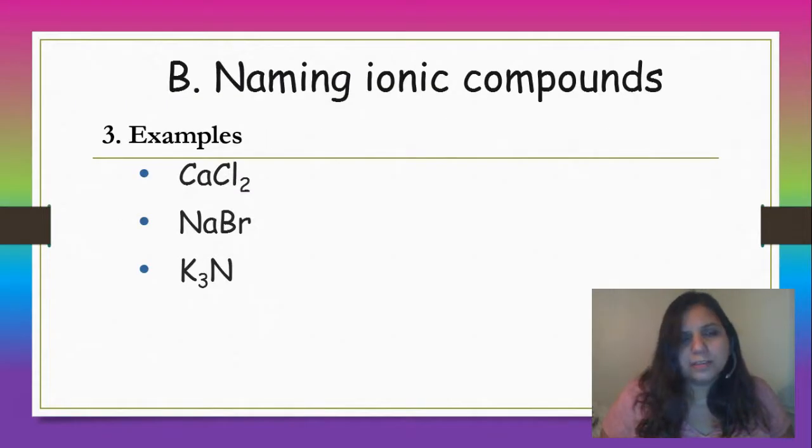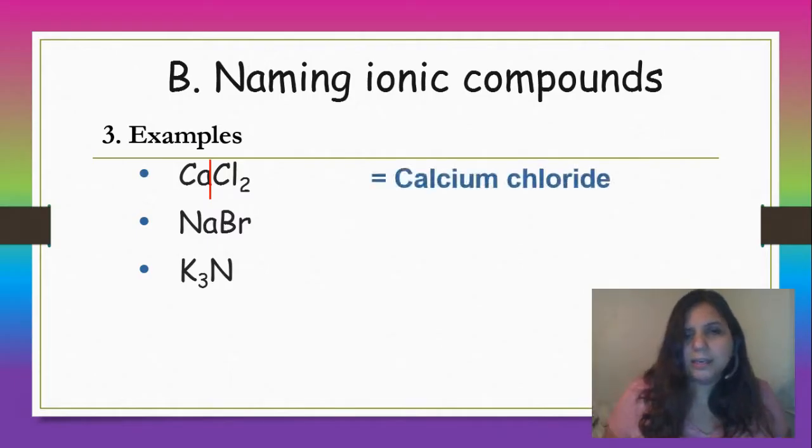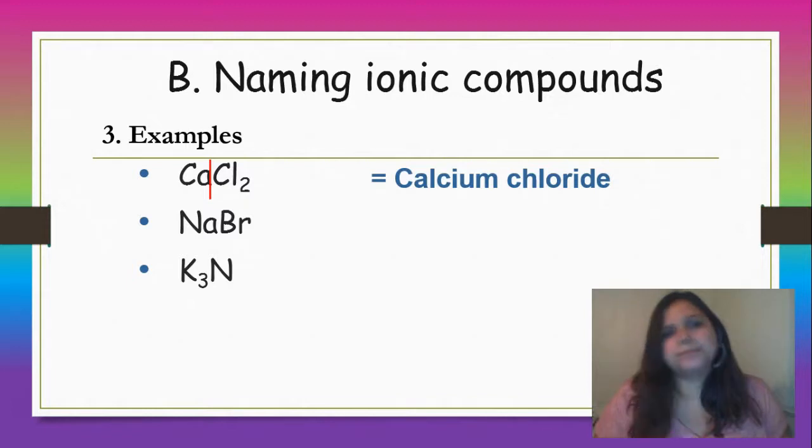We have calcium as our metal, so I'll draw a line after calcium. I know that calcium, capital C, lowercase a, is the first element. And so we'll name calcium, and then the anion would be chlorine. We'll change the ending of the anion and call it calcium chloride.